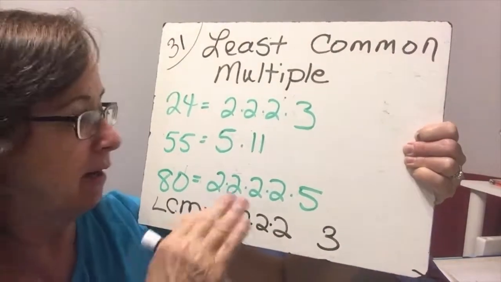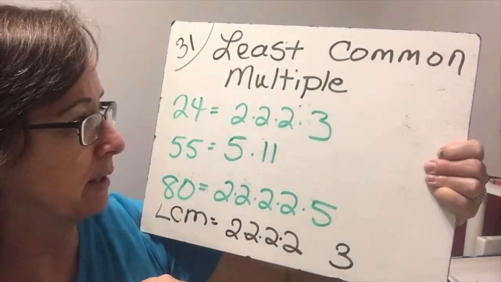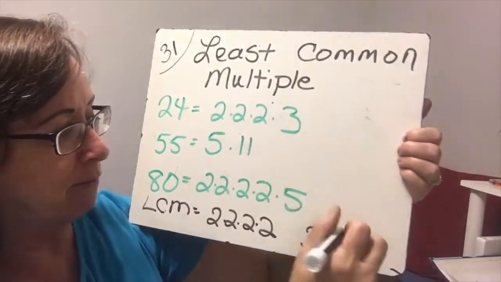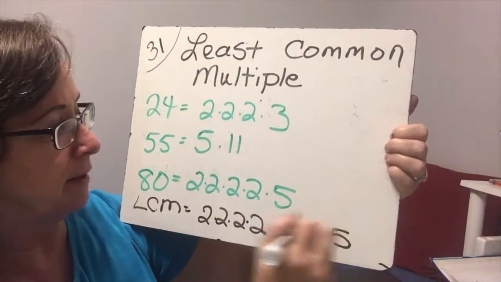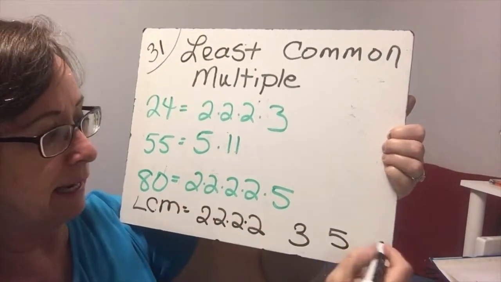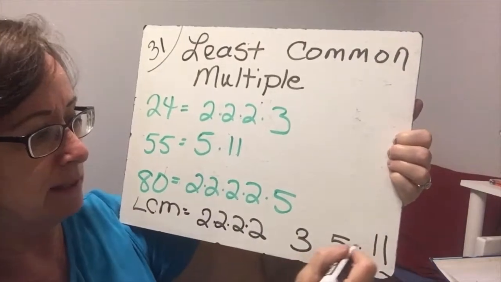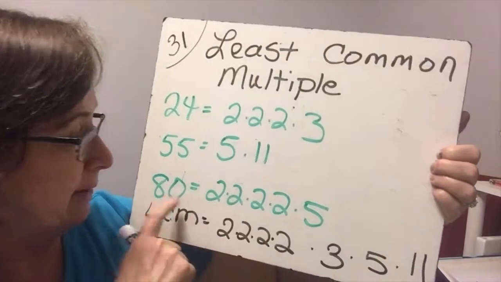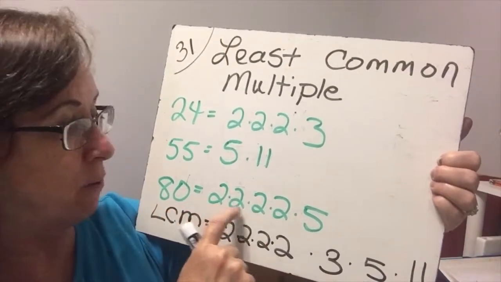We like to keep all of our numbers smallest to largest. Then we need a 5. Well, 5 will go over here to the right of the 3. We also need an 11. Okay, so all of these are going to be multiplied in there. Now I'm back down here to 80, and now I see 4 2s.